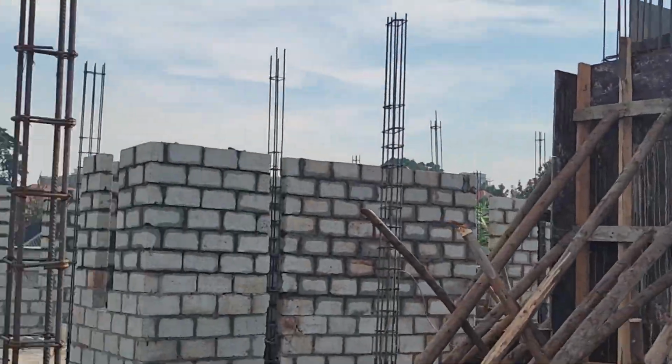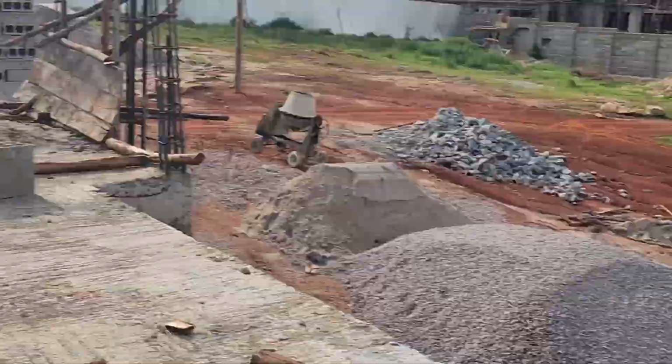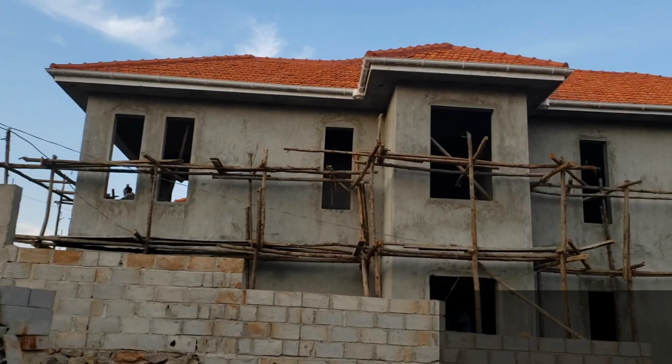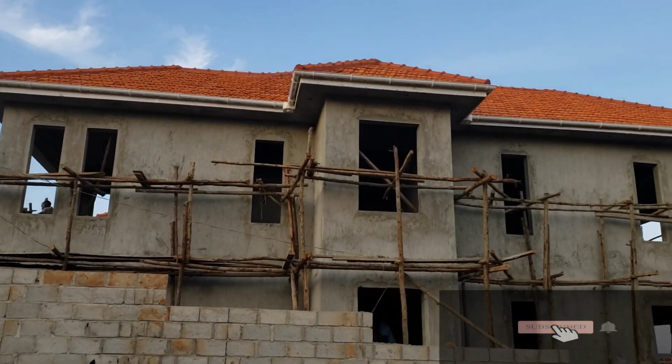We also bought cement. We bought 96 bags. Each bag cost us 33,000 shillings, and that cost us 3,168,000 shillings. We also bought lake sand. We bought 3 forward trips. Each forward trip cost us 250,000 shillings, and that cost us 857,100 shillings.